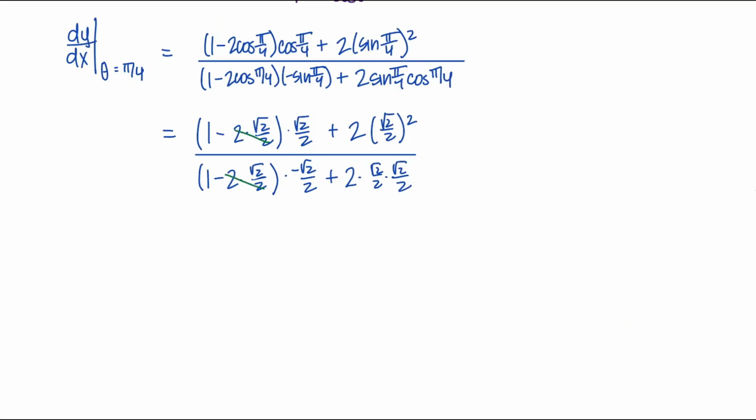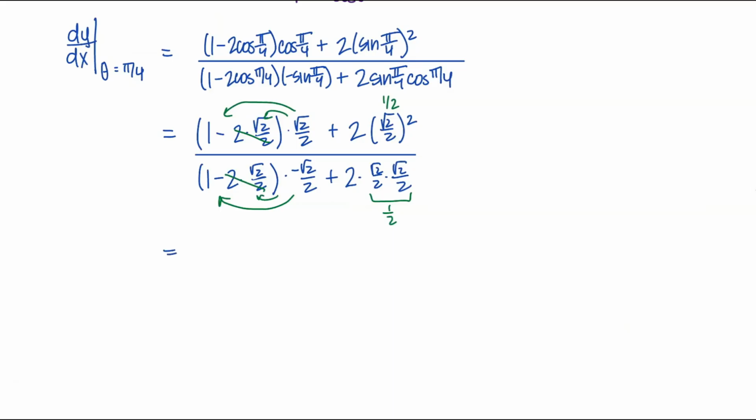So these 2's here, they cancel. And let's see, rad 2 over 2 squared, that's 2 over 4, which is 1/2. So this becomes 1/2. And the same thing happens here. This is 1/2. So 2 times 1/2 is just 1. So each of these is going to become a 1. And then let's distribute here and here as well.